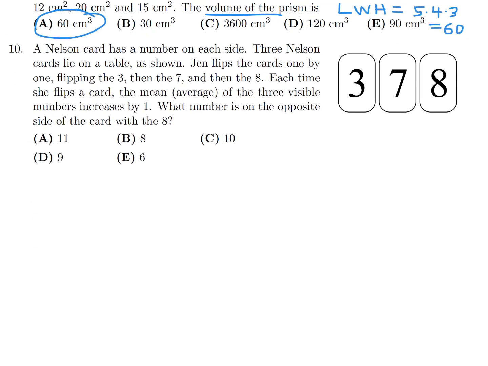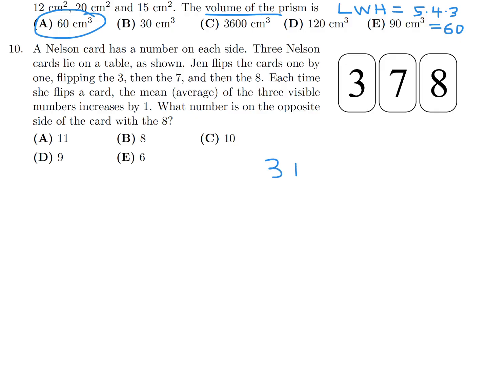A Nelson card has a number on each side. 3 Nelson cards lie on the table as shown. Jen flips the cards one by one, flipping the 3, then the 7, then the 8. Each time she flips a card, the mean of the 3 visible numbers increases by 1. What number is on the opposite side of the card 8?